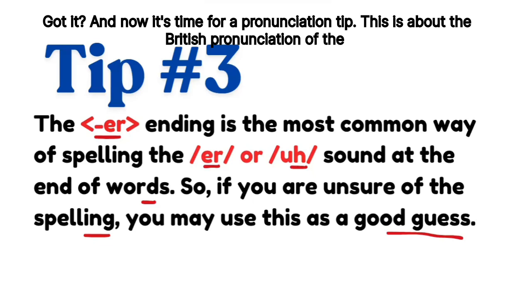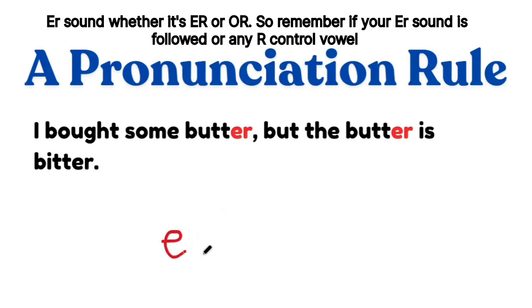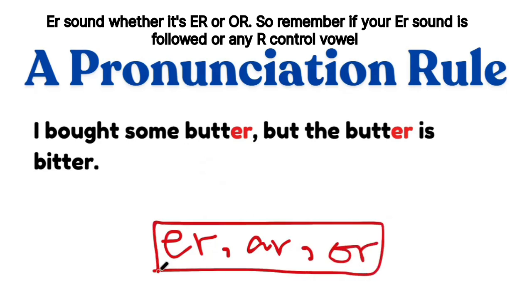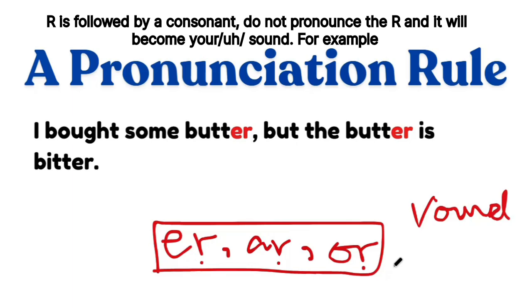Got it? And now it's time for a pronunciation tip. This is about the British pronunciation of the sound, whether it's ER, AR, or OR. So remember, if any R-controlled vowel is followed by a vowel, you will pronounce the R of the word. And if the R-controlled vowel or the letter R is followed by a consonant, do not pronounce the R and it will become your schwa sound.